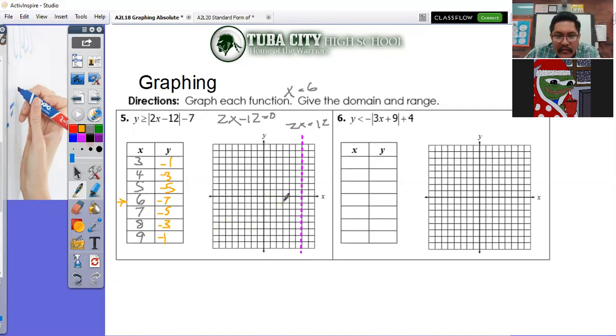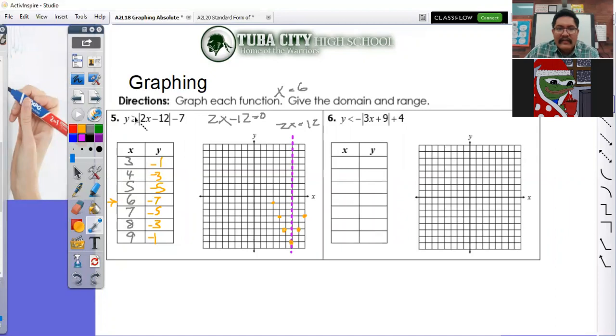Over 3 down 1. Over 4 down 3. Over 5 down 5. Over 6 down 7. Over 7 down 5. And over 8 down 3. And again, we should have it symmetrical on both sides.